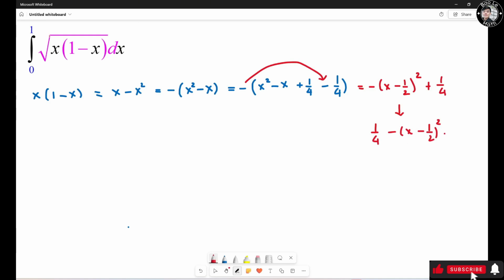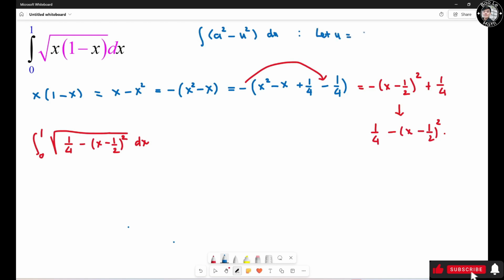Now I'm going to bring this guy back to the original integral. So it turns out to be the integral from 0 to 1 square root of 1 over 4 minus s minus 1/2 all together square ds, right? Now if you have the antiderivative of square root of a squared minus u squared du, then you're going to use trig substitution, which means you're going to let u equals a sine theta, right? So I'm going to apply this method into this integral right here. In this situation, u means s minus 1/2, right? A means 1/2, right?